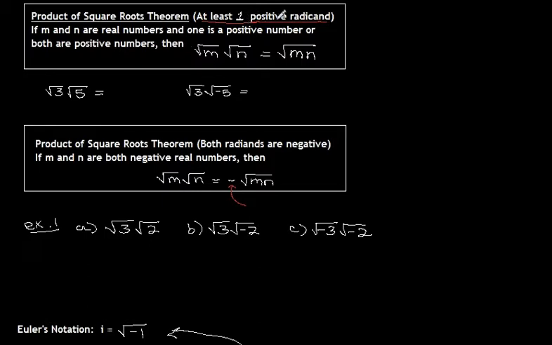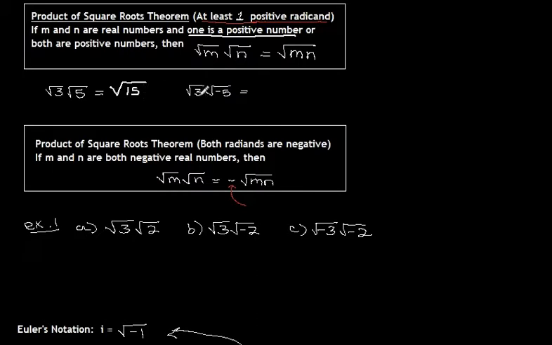At least one positive radicand. It means that one of these has to be positive, the m or the n. If m and n are real numbers and one is a positive number or both are positive numbers, then if you take the square root of m times the square root of n, you get the square root of m times n. Like this one. Square root of 3 times the square root of 5, at least one of them is positive. That's the key. One is a positive number, at least one. Then you just multiply them together. We've done these before, and you get square root of 15.